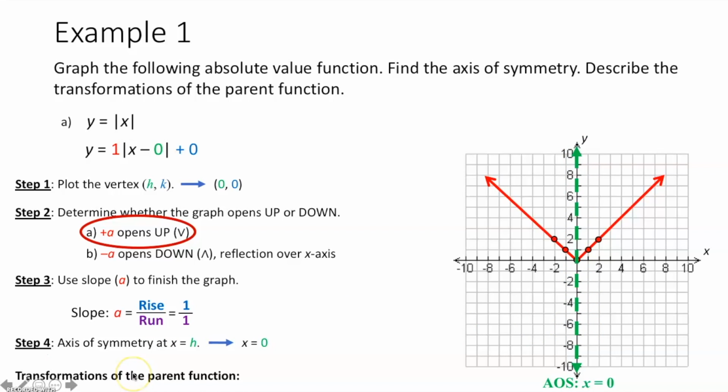What transformations did we do to the parent function? If you recall, this is the parent function. Because it's the parent function, we didn't do any transformations.